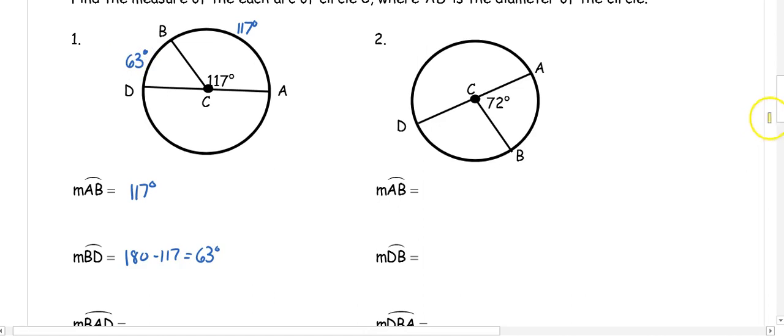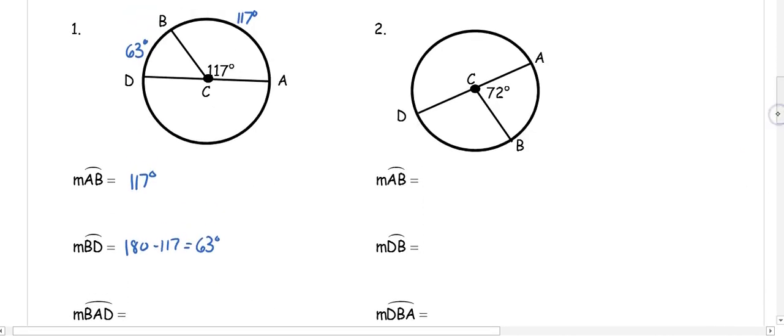The last arc that they want us to find is BAD. So BAD, we go from B to A to D. We run around most of the circle, not including that 63 degrees. So we can find it two ways. We can either subtract 360 minus 63, which will get us 297 degrees, or we can add the two arcs because we know that this is 180 degrees, so we could also do 180 plus 117, which will equal the same arc. So there's two ways to get to the same answer.